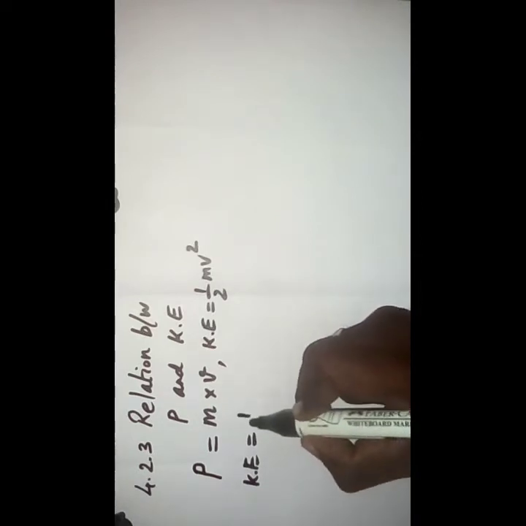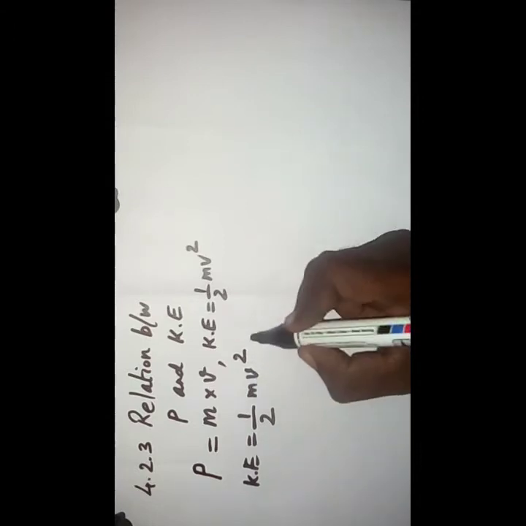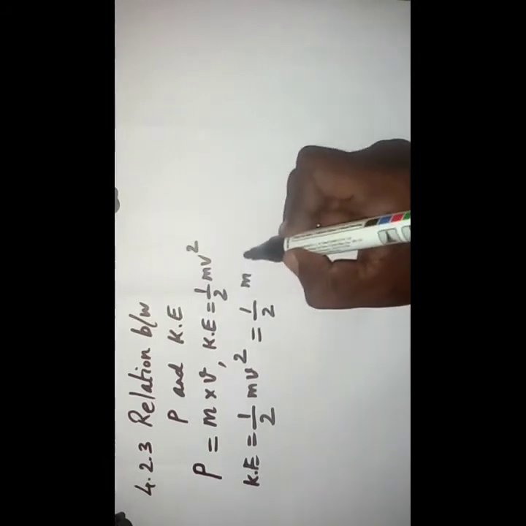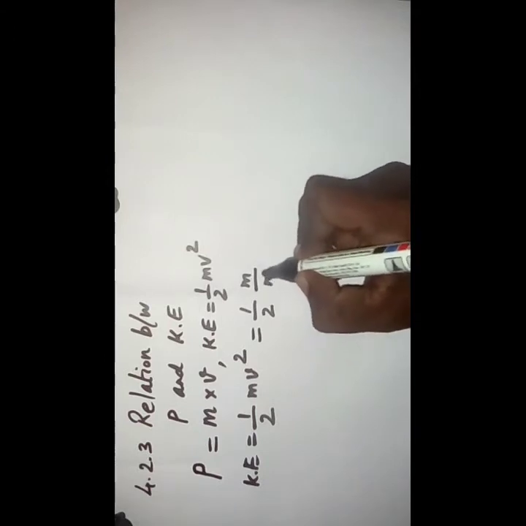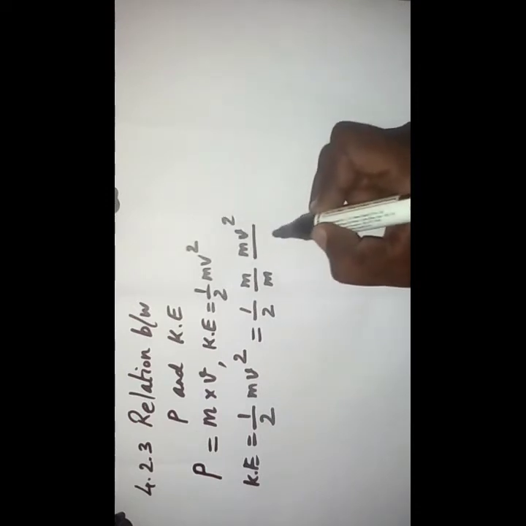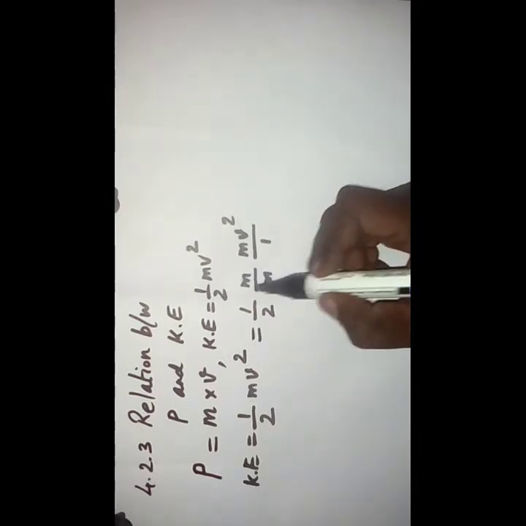Take this expression, kinetic energy is equal to 1 by 2 mv square. Multiply by m and divide by m. So what you get is 1 upon 2 multiplied by m and divided by m into mv square by 1. Just multiply by m and divide by m so that the value of this expression doesn't change.